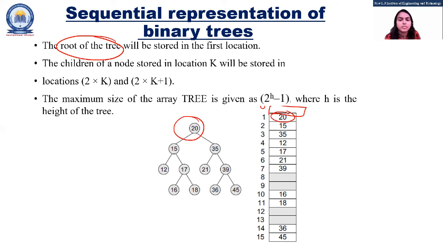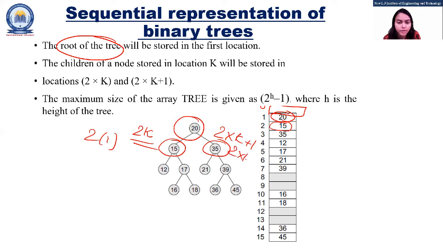The root, if it is stored at the first location, now where will the children be stored? Children will be stored at 2k. So what is 2k? If k is 1, then 15 will be stored at 2 into 1, the second location, and 35 will be stored at 2 into k plus 1. So 2 into 1 is 2, plus 1, 3. So 35 is stored at 3.